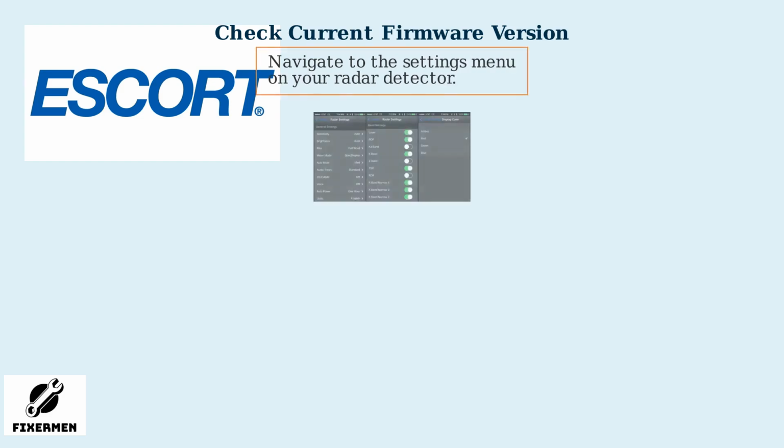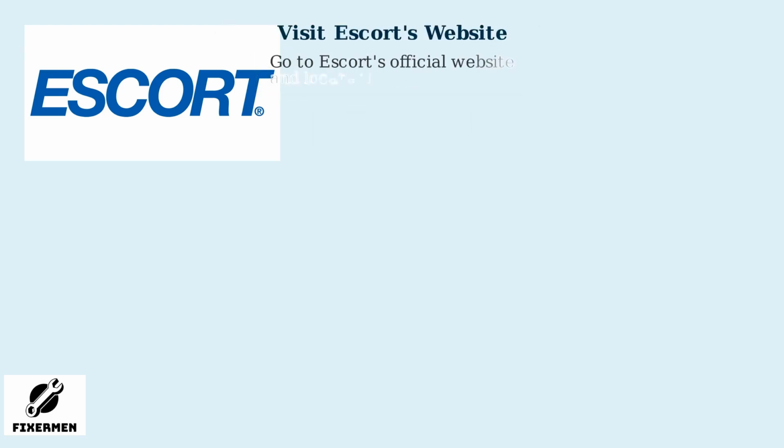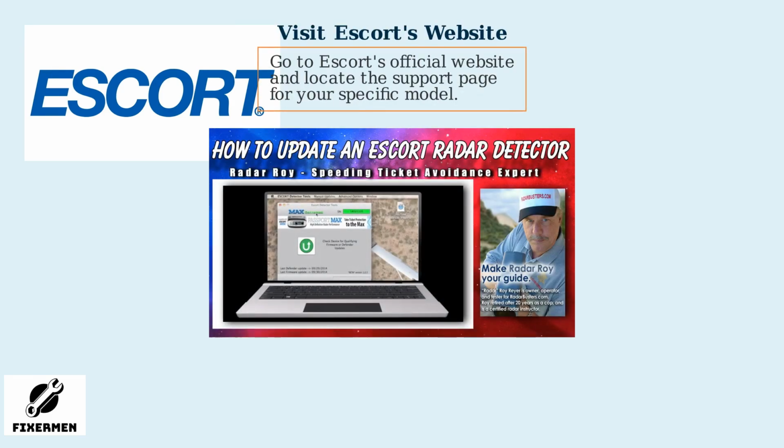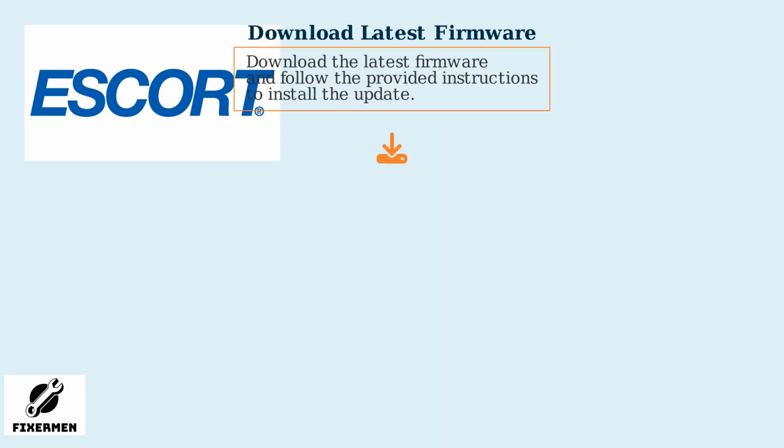To check your current firmware version, navigate to the Settings menu on your radar detector. Look for an option like System Info or About, where the firmware version is displayed. Next, visit Escort's official website. Navigate to the Support section and find the page dedicated to your radar detector model. Here you'll find the latest firmware updates and instructions. Download the latest firmware file from the support page. Carefully follow the step-by-step instructions provided by Escort to install the update on your detector.